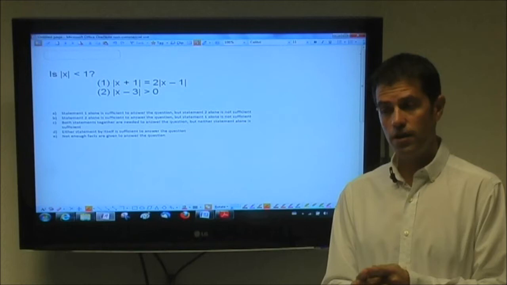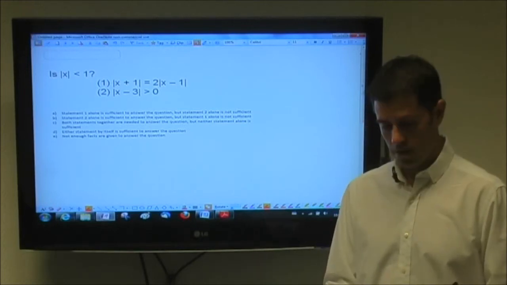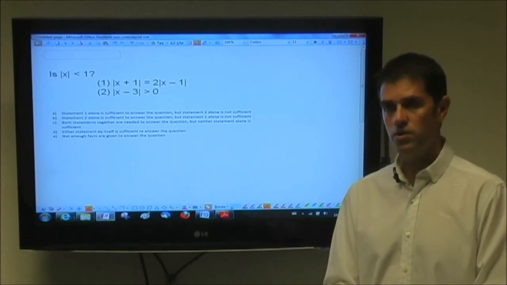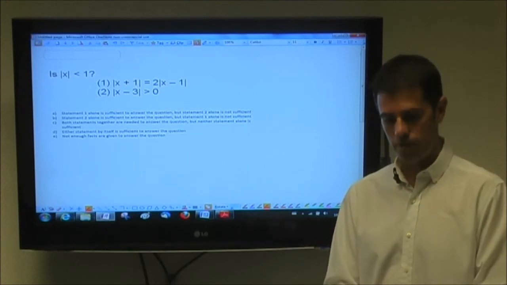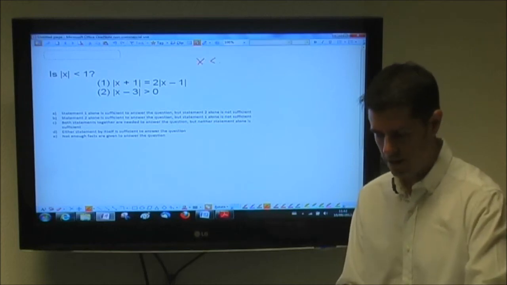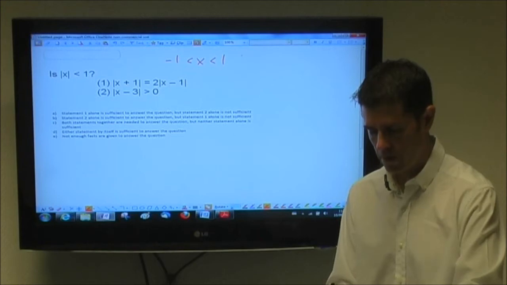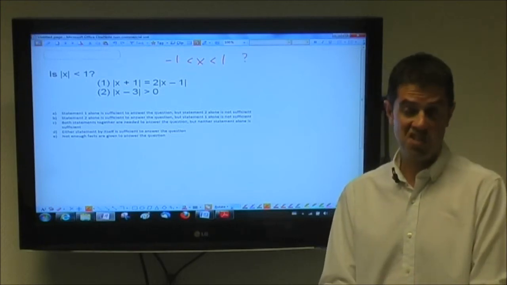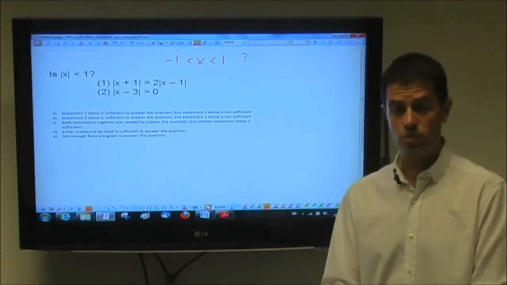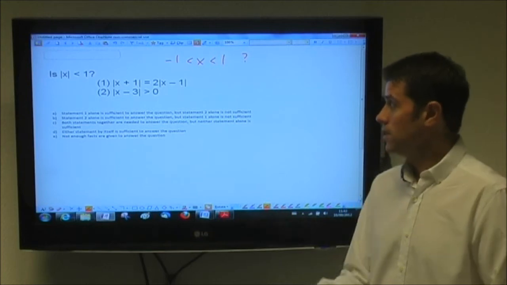My first step is generally to figure out, well, how is it possible that it could be less than 1? In data sufficiency, I try to always answer the question myself first. I suppose if x is less than 1 and greater than minus 1, in other words a fraction between 1 and minus 1, or 0, that would give me a definite yes. Now, when I look at statement 1, I can see it's all algebra.